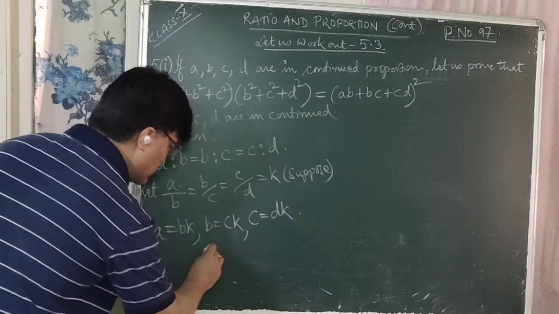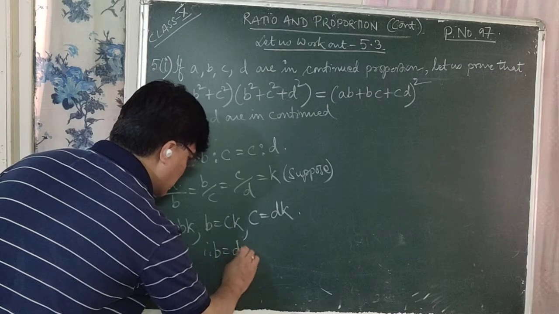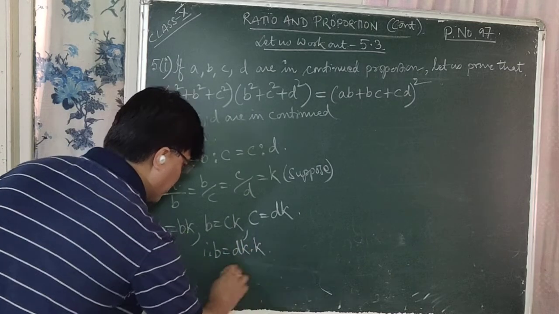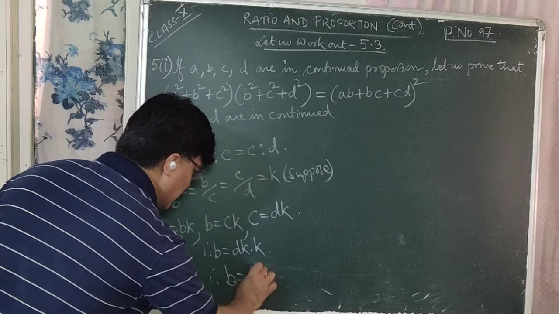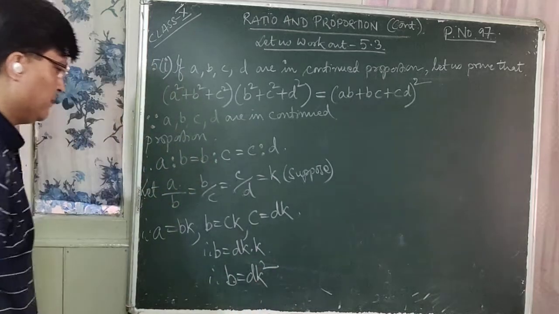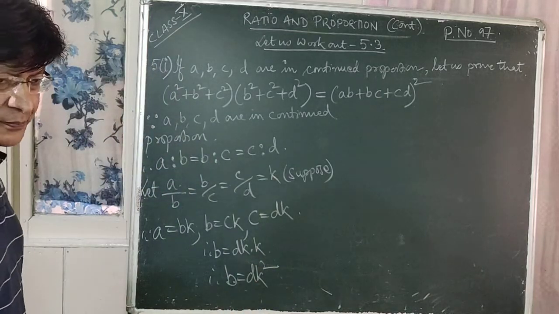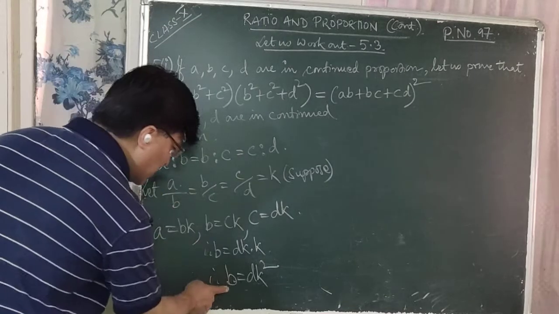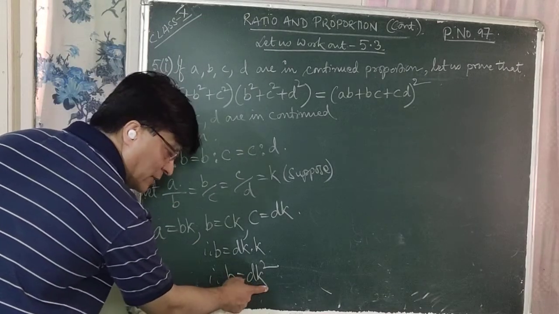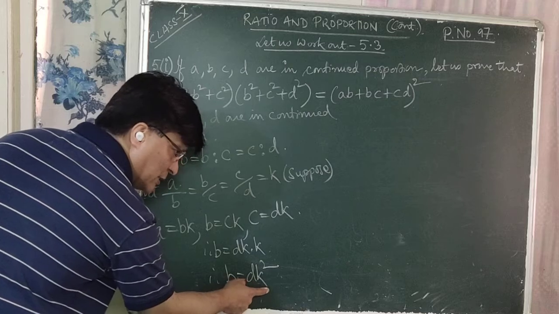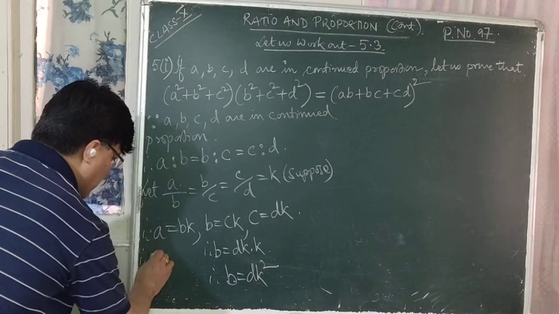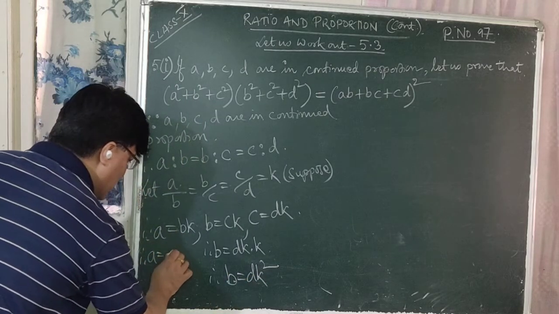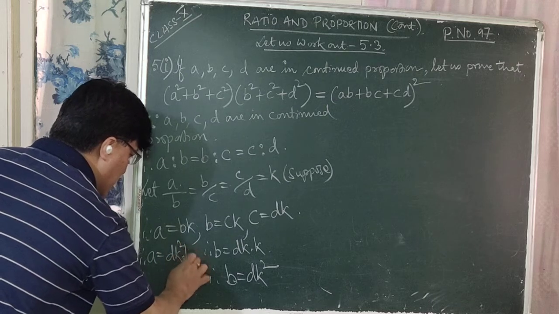But now since this is continued proportion, again you have to put the value of c is equal to dk out here. Therefore b is equal to dk into k. That is, what is the value of b? It is dk square. Is that clear? Next, again b is equal to dk square is here. Let us put it here. Therefore a is equal to, what is b now? It is dk square into k.